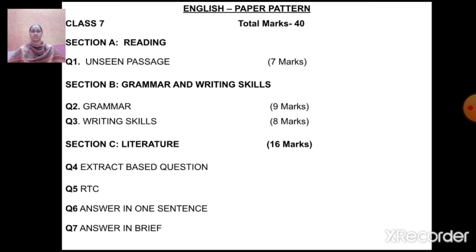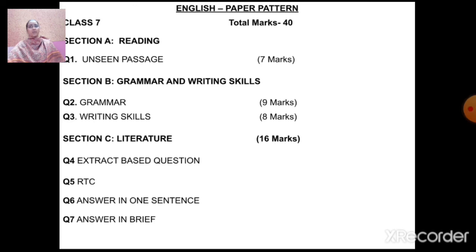In reading you will be getting an unseen passage, which is for 7 marks. In section B you have grammar, which is for 9 marks, and then you have writing skill, which is for 8 marks. Then is section C, which is literature, that carries 16 marks. You have extract based question, reference to the context, then answer in one sentence, and then answer in brief. Students, you need to be thorough with the textbook as well as the notebook, all the question answers, as questions can come from anywhere.